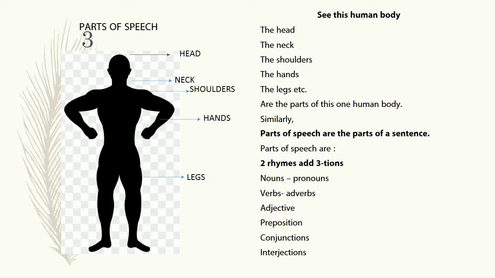Let me tell you all what are parts of speech. See this human body, the head, the neck, the shoulders, the hands, the legs, etc. are the parts of this one human body. Similarly, parts of speech are the parts of a sentence. No big science in that. Parts of speech are simple: two rhymes add three shunts. What are two rhymes? Noun, pronoun, verb, adverb. Add adjectives, and three shunts, conjunctions, prepositions, and interjections.